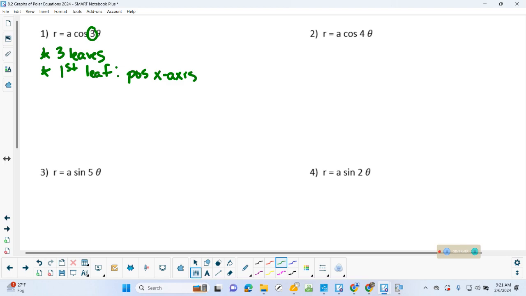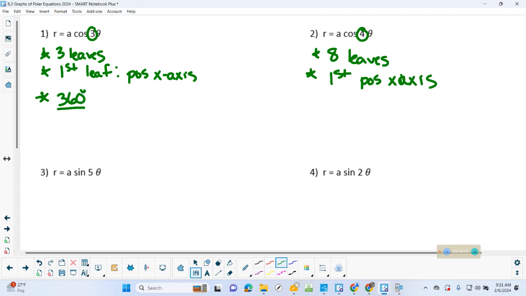Now I cringe on this other one because it's even here, 4. So this one would have 8 leaves. And of course the first one is still on the positive x-axis. Now let's talk about how you find the others. How many degrees are in a full circle? Because we're going to work in degrees. 360. So to find the remaining leaves, we're just going to equally scale it.